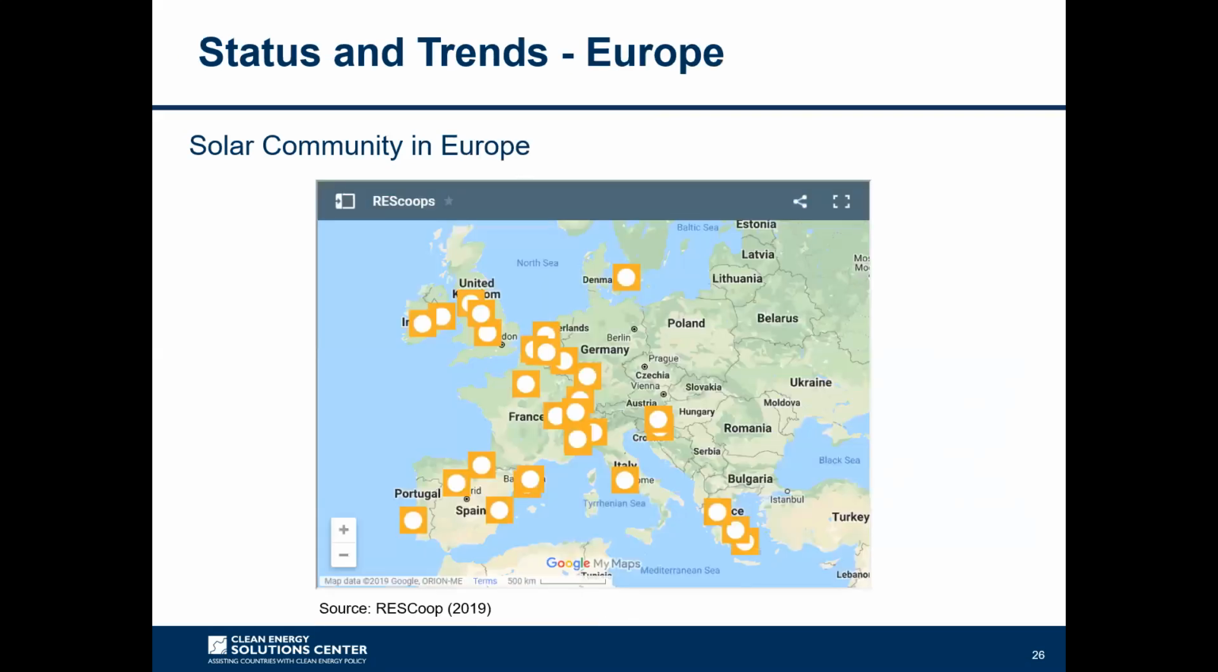If we look into Europe, there is a network of 1,500 European energy cooperatives, and they gather 1 million citizens who are active in the energy transition. Community solar can be found in at least 11 countries of the European Union.